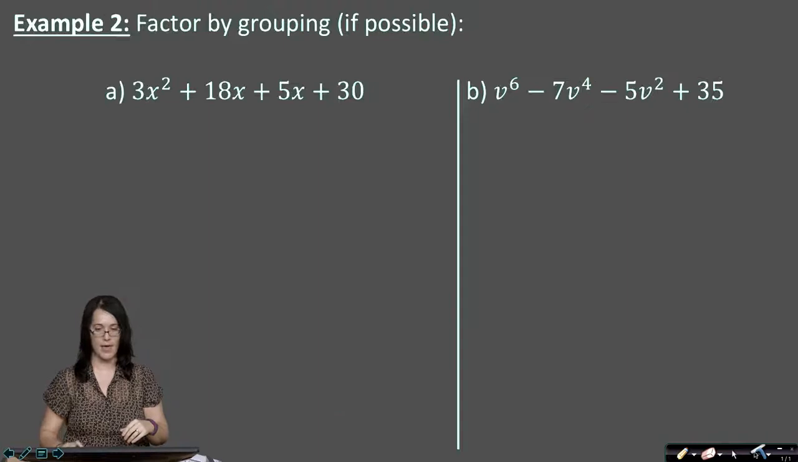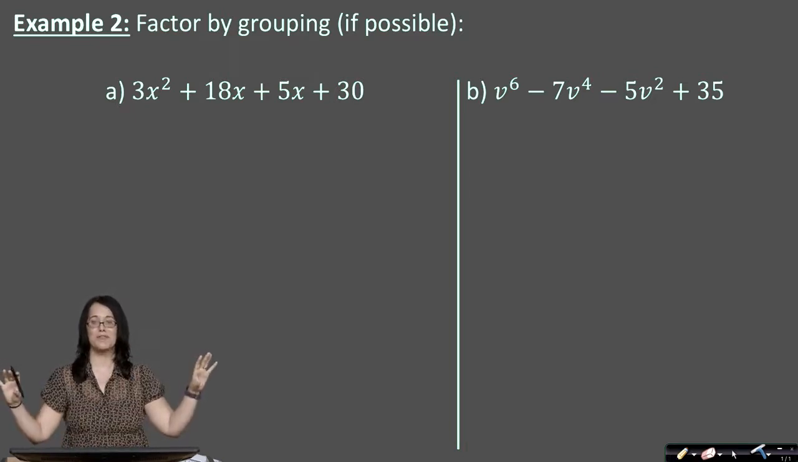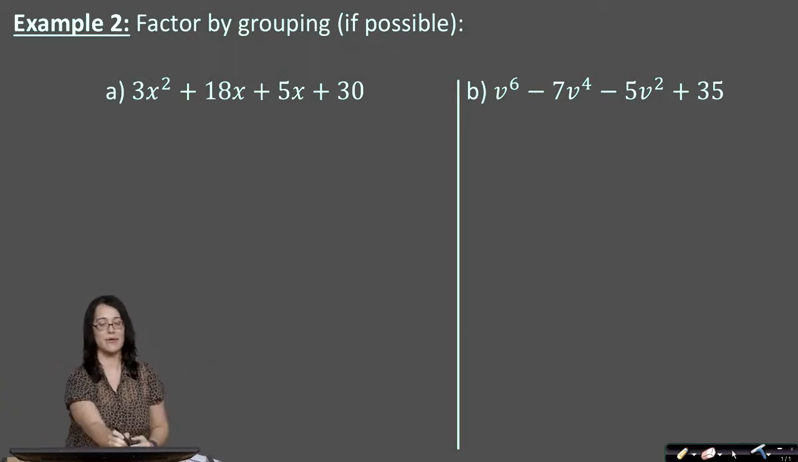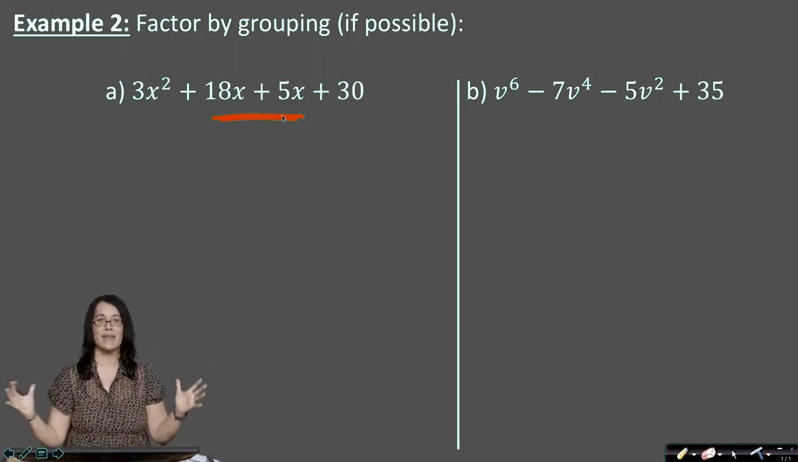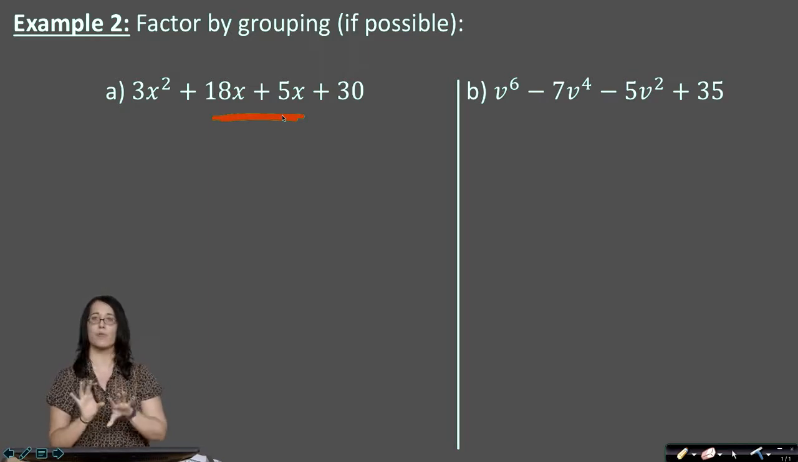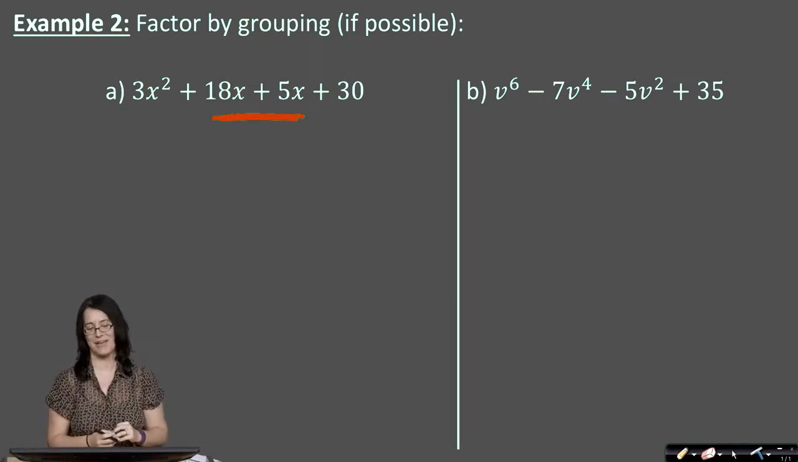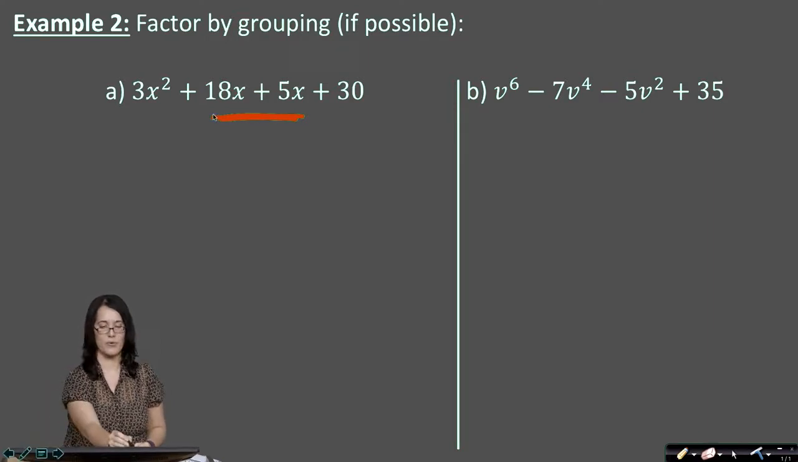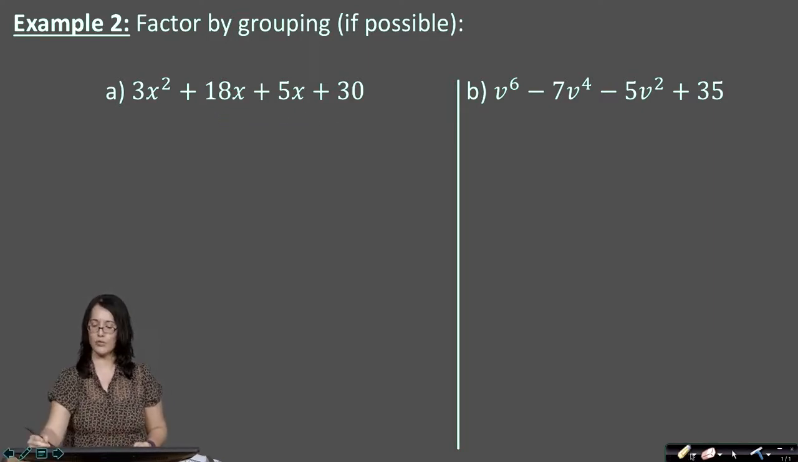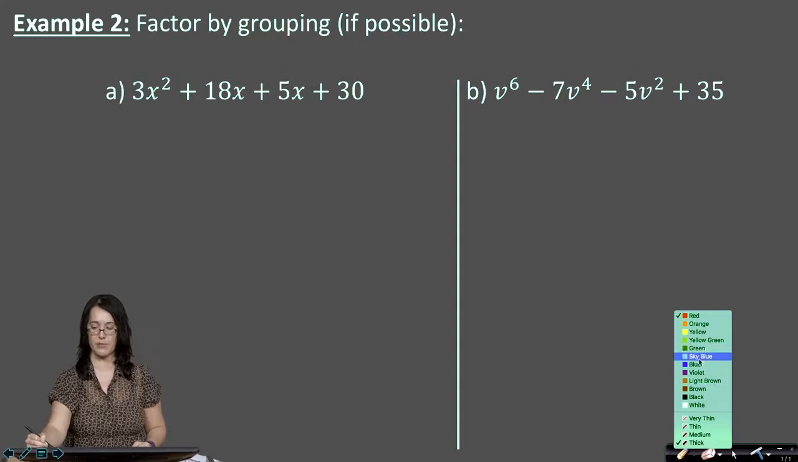Here we go. Example 2. Factor by grouping if possible, because it's not always possible to factor. Sometimes it's prime. So in A, we've spread out the polynomial into 4 terms. Technically, you might notice that these 2 terms in the middle could have been added together. Those are like terms, but we're trying to make it obvious to you that there's 4 terms. We could use the grouping method, okay? So if I wanted to begin this grouping process, which 2 terms do you think we should maybe group together?